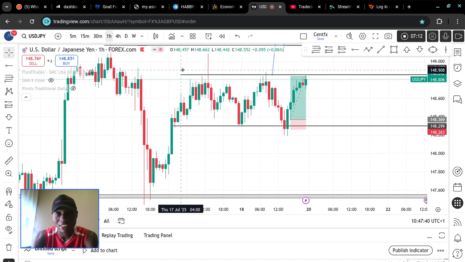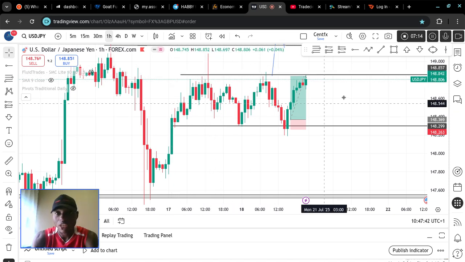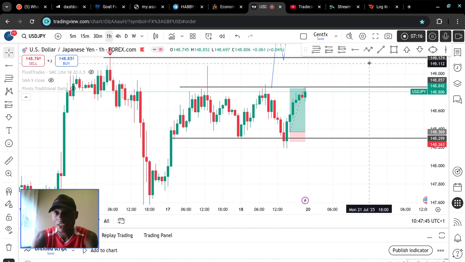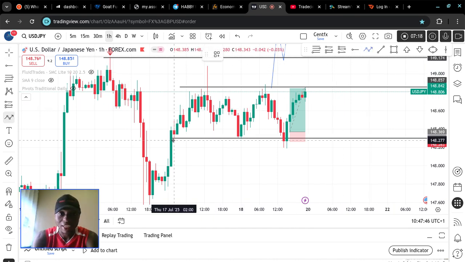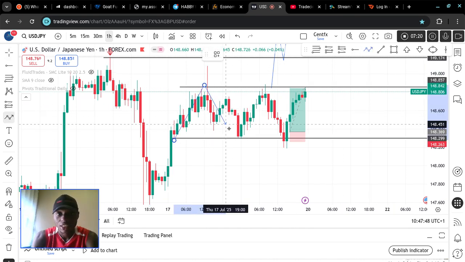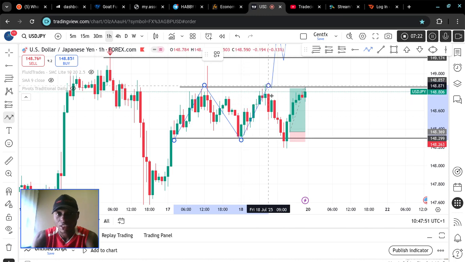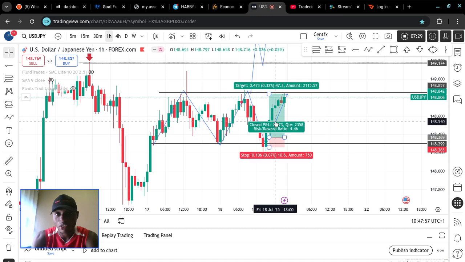Now from here, the market started ranging, giving us higher highs and equal lows. This is where the market started ranging, ranging, ranging. You understand? So now currently this is a ranging market. On this ranging market, I got about 40 pips here, which was yesterday.